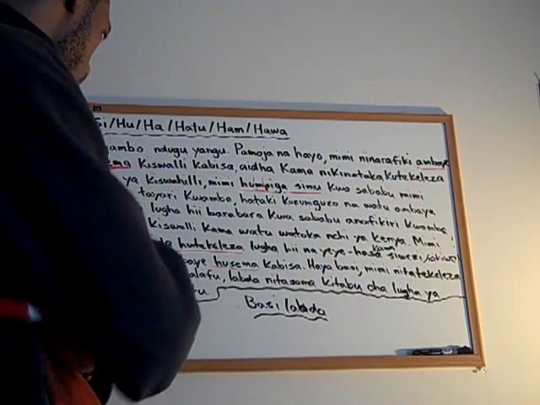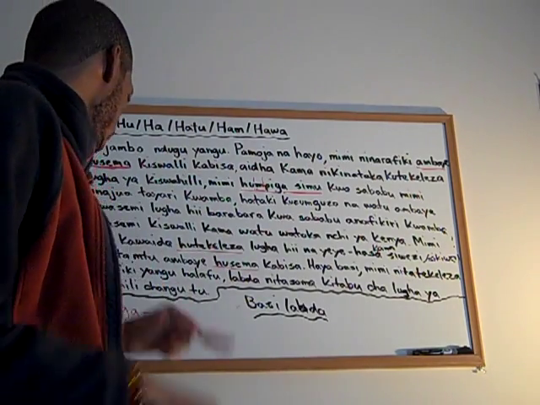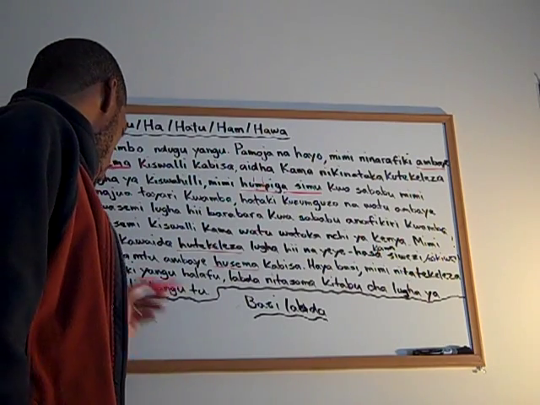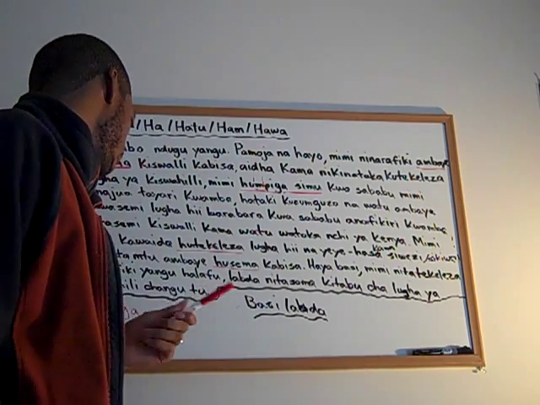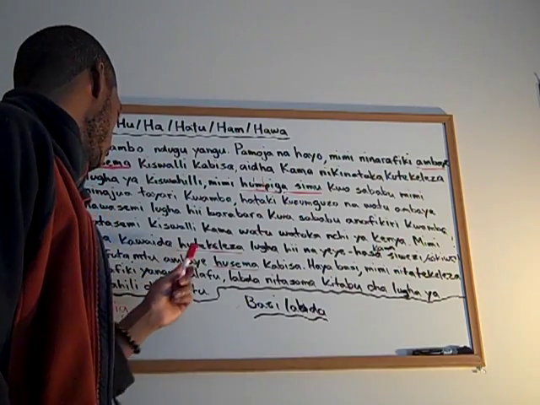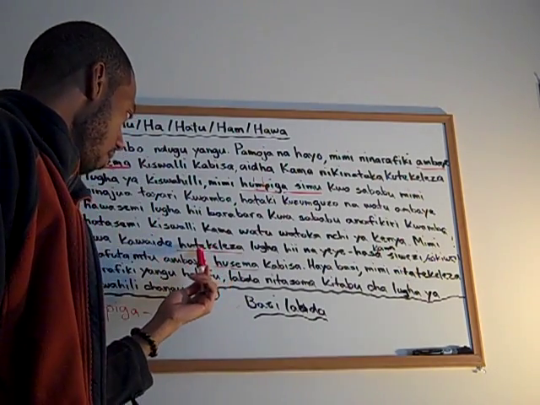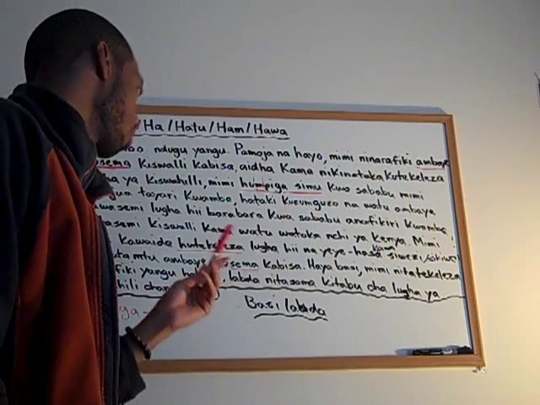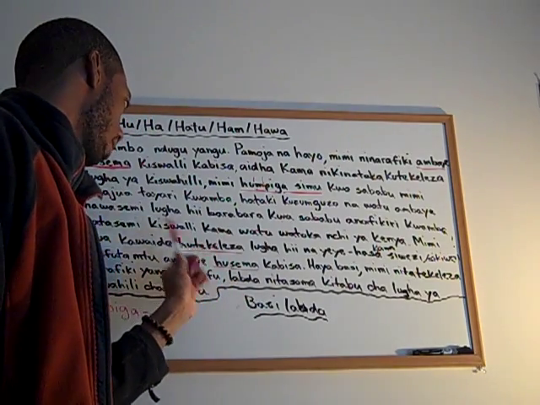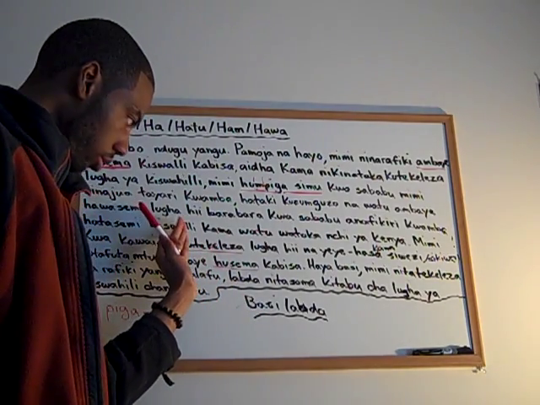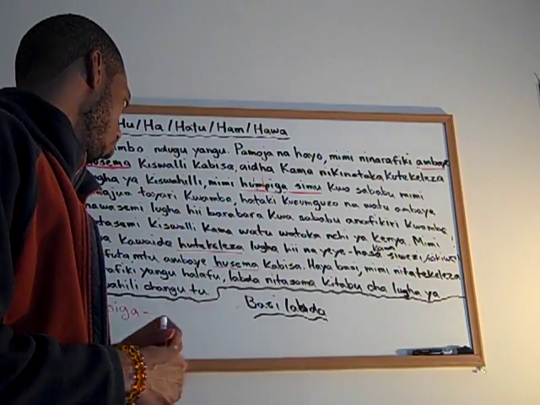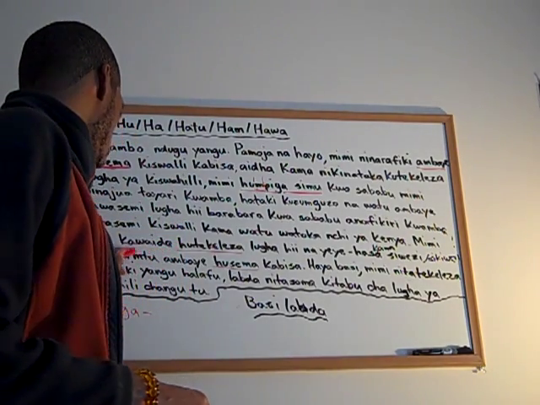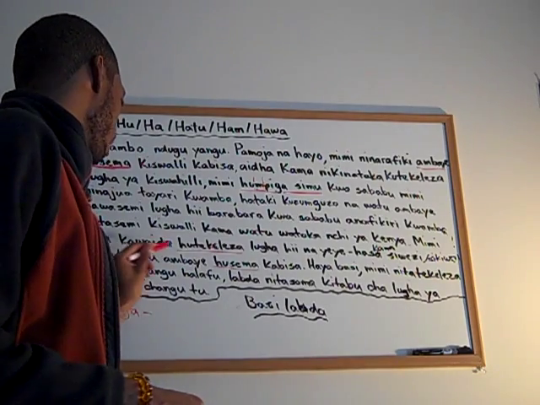So let me find some more habitual. Here, kwa kawaida, you normally do something. So kwa kawaida hutekeleza. Kwa kawaida is normally, and then hutekeleza is to call. I mean to practice, I'm sorry. So tekeleza by itself means practice. So you put the hu here because you use kwa kawaida, it's habitual. So kwa kawaida hutekeleza.